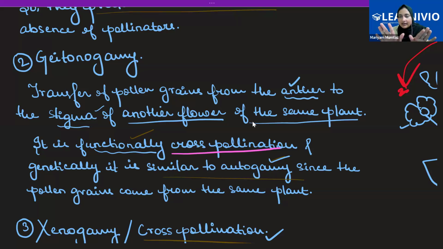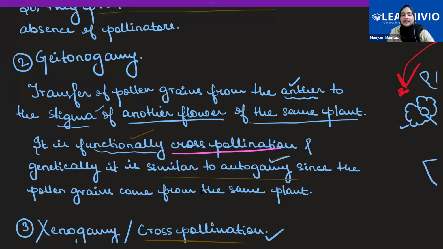It's coming from the same plant. So will it be same or different? Same, right? Because the plant is same even though the flowers are different. So when we talk about geitonogamy, in this case, the transfer of the pollen grain takes place from the anther to the stigma of another flower. Like from one flower to another flower, but the same plant. So functionally, it looks like this is cross-pollination, but genetically it is self-pollination only.